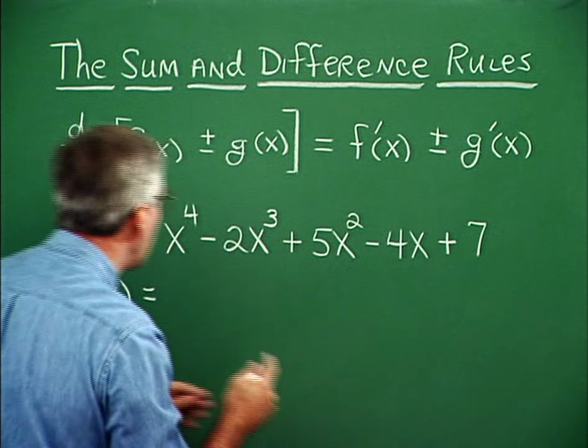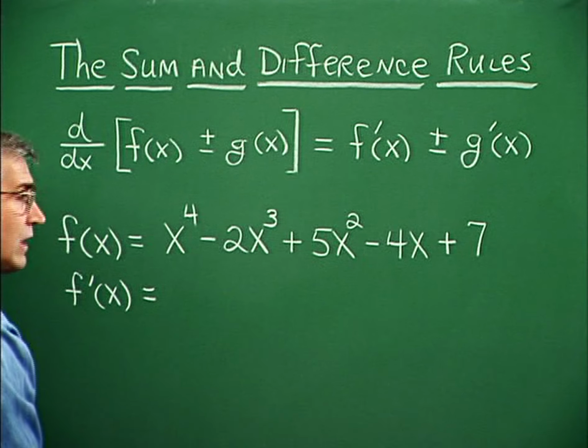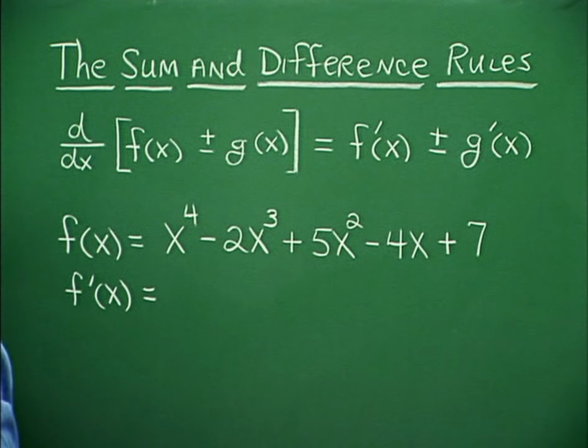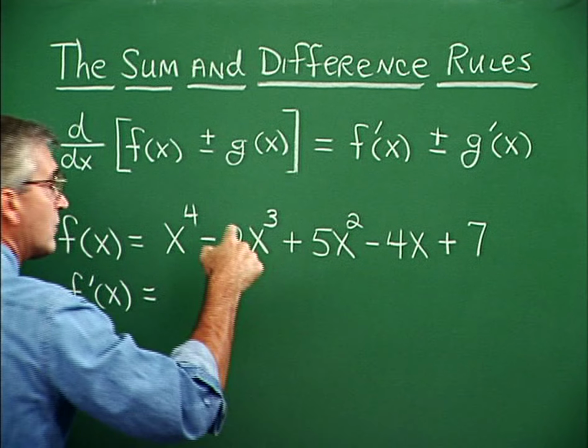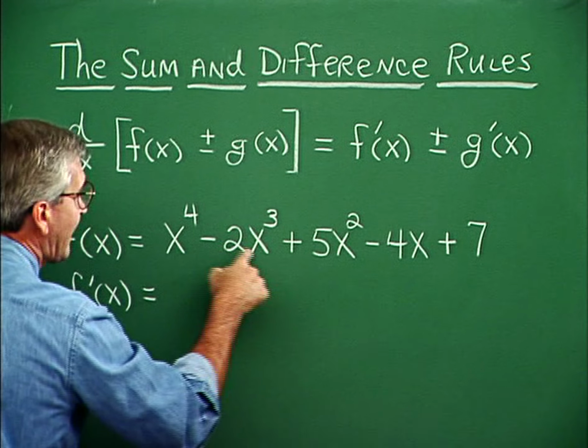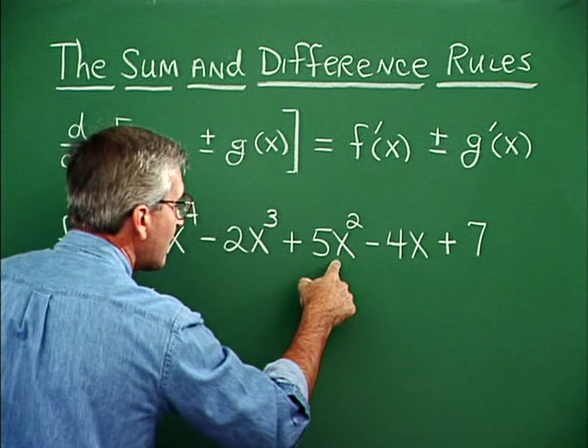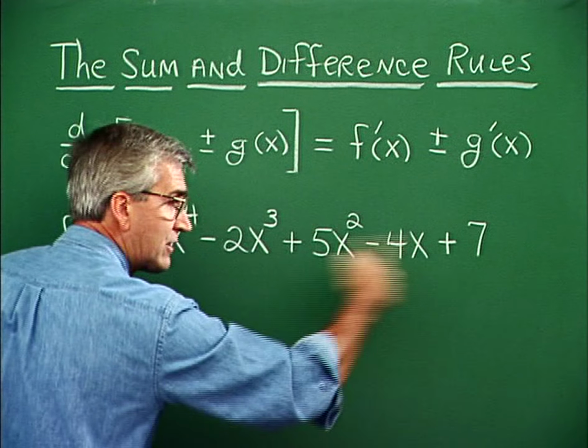That is, if we have a function composed of various terms like this, we can think of each term as a separate function, so we can apply this sum and difference idea and just take the derivative of this term, the derivative of this term, subtract the derivative of that term, add the derivative of this term, subtract the derivative of that term, and away we go.